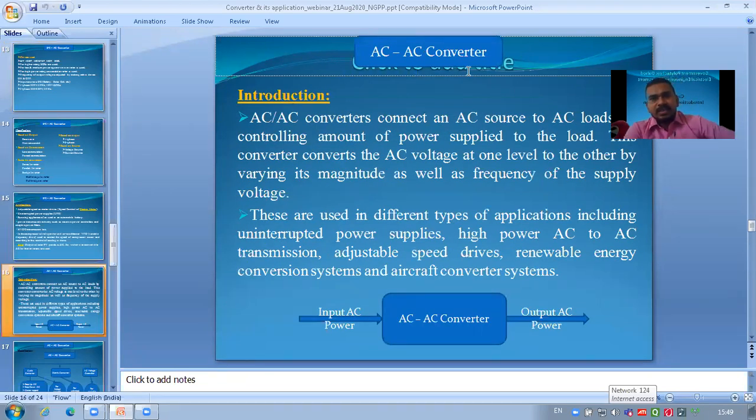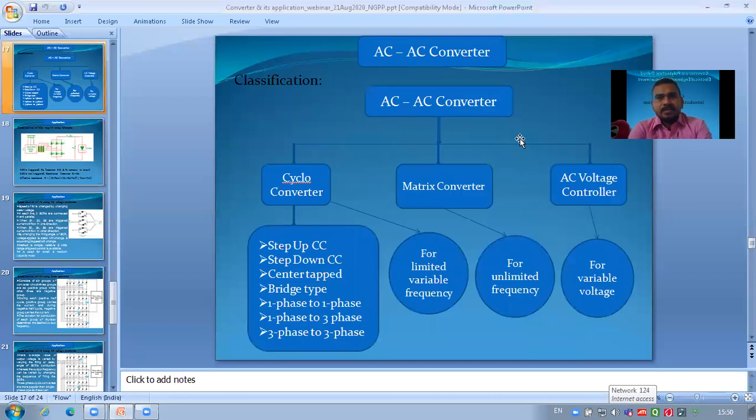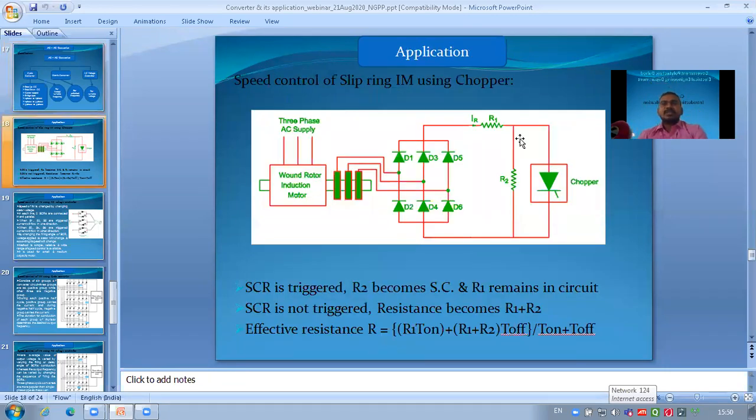Then AC to AC converter. In an AC to AC converter, we are getting the output voltage of desired frequency and magnitude. This is the classification: cycloconverter, matrix converter, AC voltage controller. Then step up cycloconverter, step down, center tap type, bridge type, single phase to single phase, three phase to three phase type cycloconverter. Okay, this is the application of DC to DC converter, or we can say a simple application of chopper.